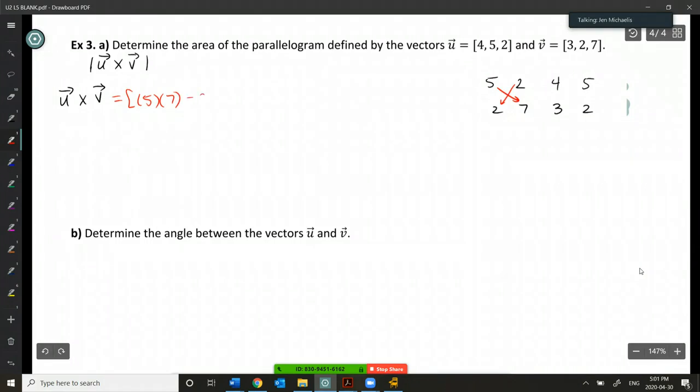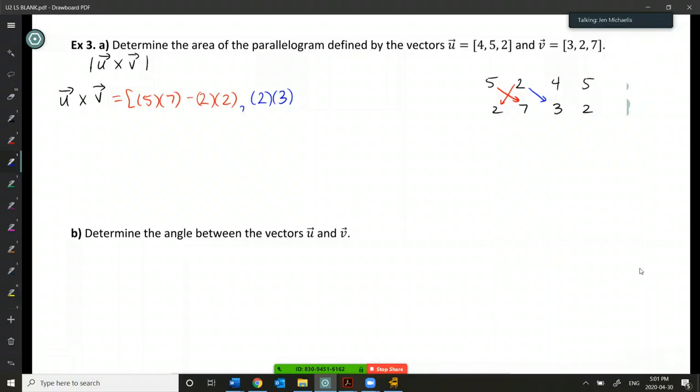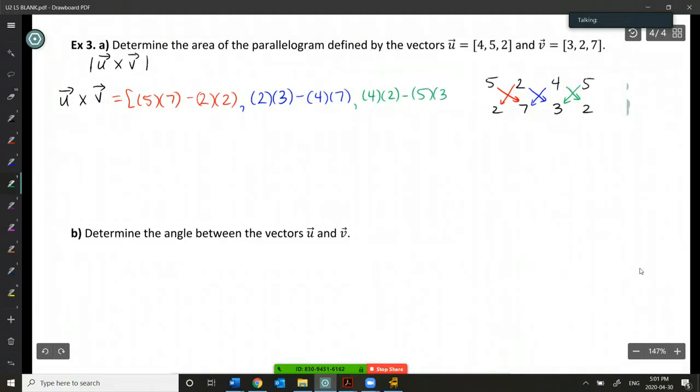So we're doing 5 times 7, subtract 2 times 2. And then move to your next block of vectors, 2 times 3. A lot of people do addition for these as well, like they'll go to do 2 times 3, but they'll do 5 accidentally, so just watch out for that. Minus 4 times 7. And then the last component, 4 times 2, minus 5 times 3. Great. And then we're just going to simplify this.